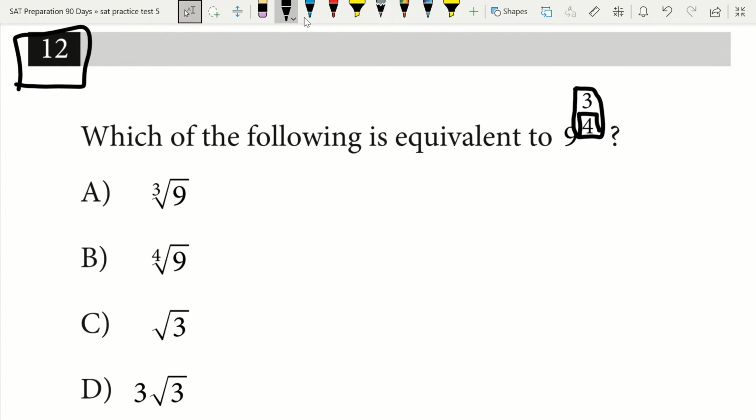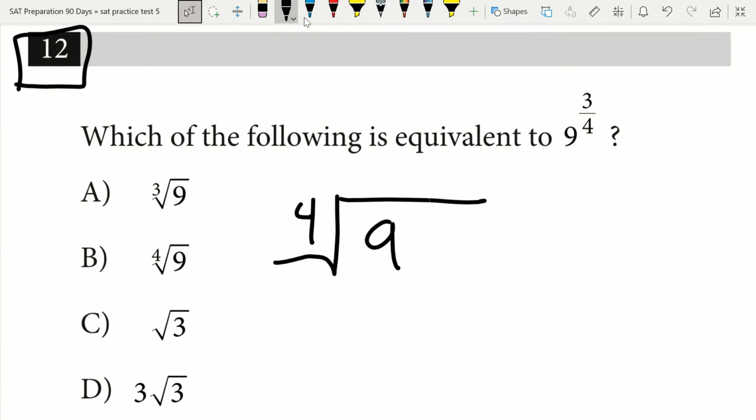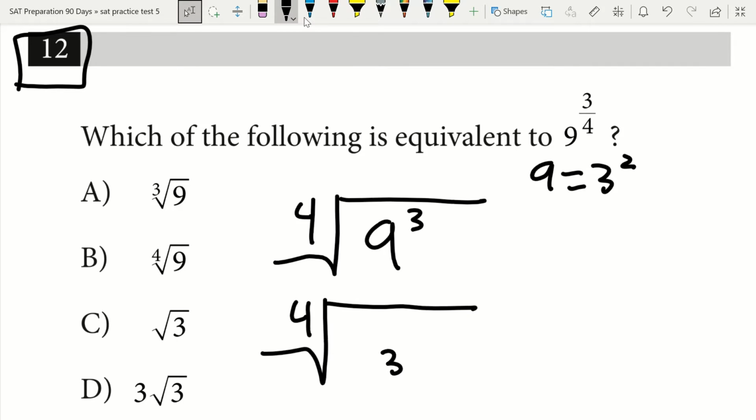So in this case, since we have 9 raised to the power of 3/4, we're going to have the fourth root of 9 to the third power. Now, one thing that we can also do, since when we look at our answer choices, we don't have that as an option, right? We see we don't have the fourth root of 9 to the third power as an answer choice. Then what we're going to want to do is take 9, and we know that 9 is equal to 3 squared. So then we're going to put 3 squared in for 9. So we're going to have the fourth root of 3 squared to the third power.